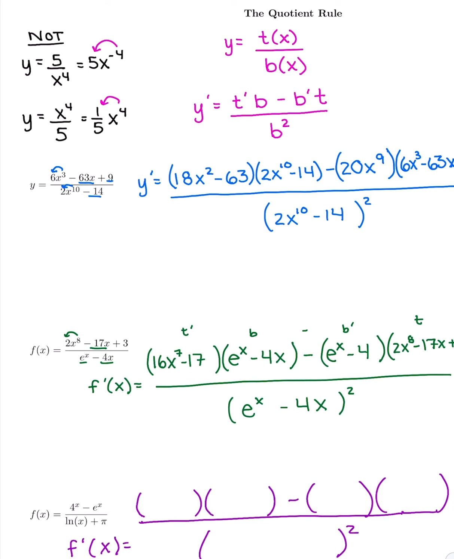So the derivative of the top, 4 to the x, is ln of 4 times 4 to the x, minus the derivative of e to the x, which is e to the x. There's the whole derivative of the top. That gets multiplied by the original bottom, ln of x plus pi. Now the derivative of the bottom, derivative of ln of x is 1 over x. Derivative of pi is 0, it's a constant. That gets multiplied by the original top, which is 4 to the x minus e to the x, all over the original denominator, ln of x plus pi, squared.